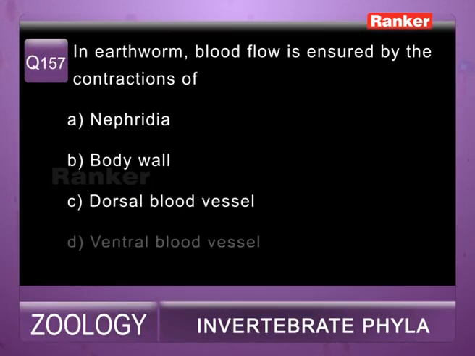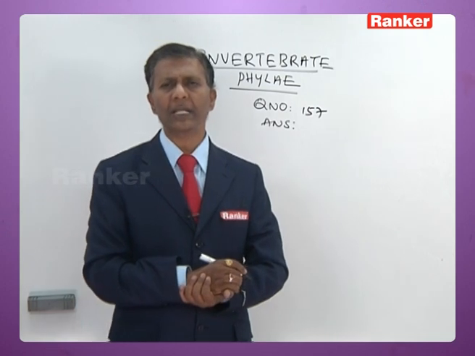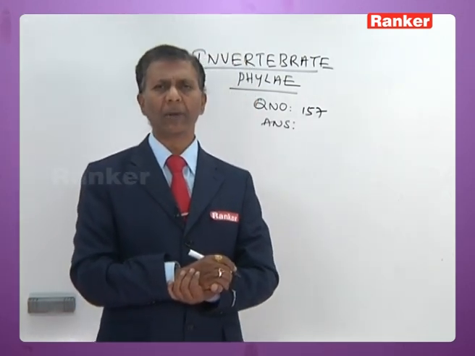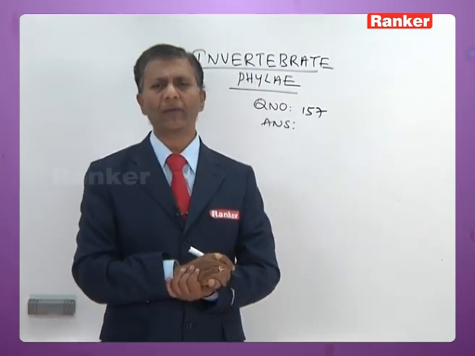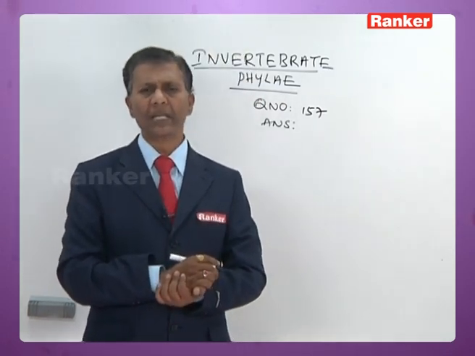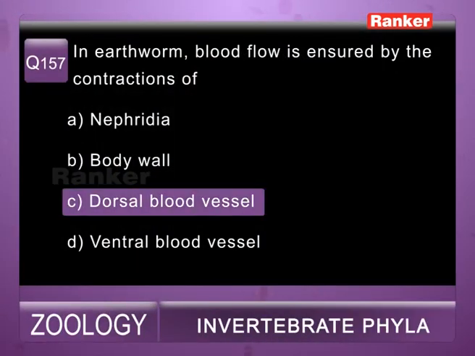The 157th question: in earthworm, blood flow is ensured by contraction of A, nephridia, B, body wall, C, dorsal blood vessel, and D, ventral blood vessel. In earthworm, among various blood vessels, dorsal blood vessel is thick, muscular, valvular, contractile. The mode of circulation of blood is from posterior to anterior. It is mainly responsible for circulation of blood because it's a highly muscular structure and externally appears as a dark line. So 157th question, correct answer is C, dorsal blood vessel.